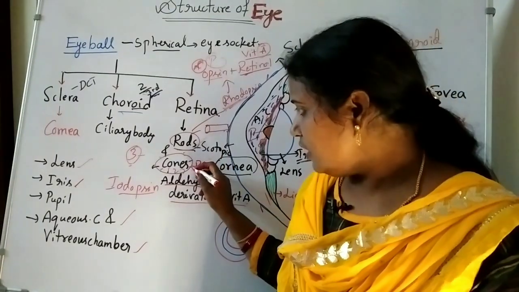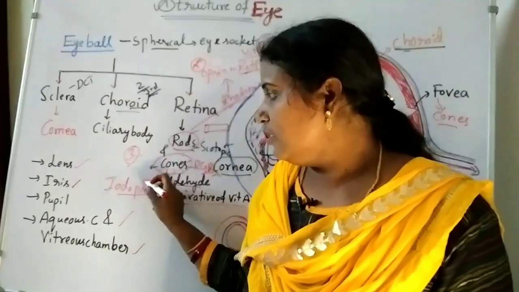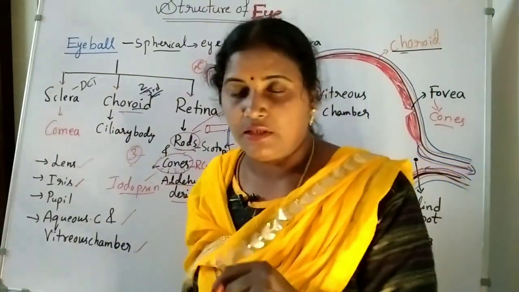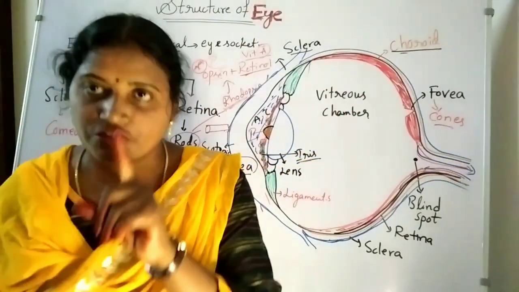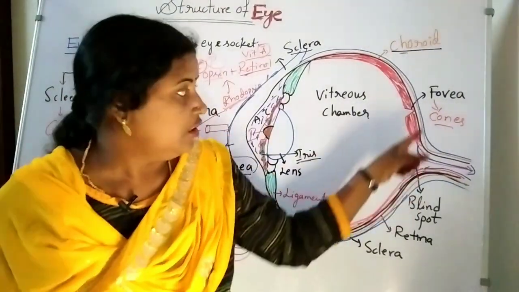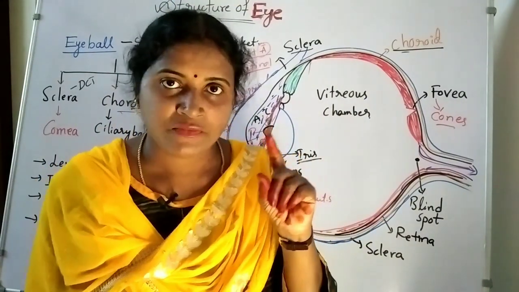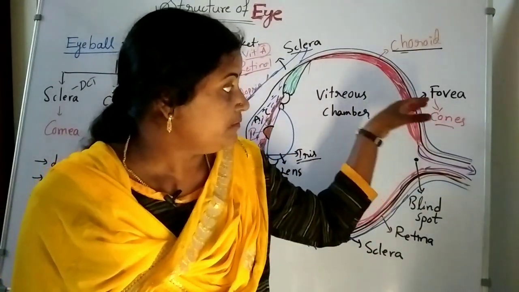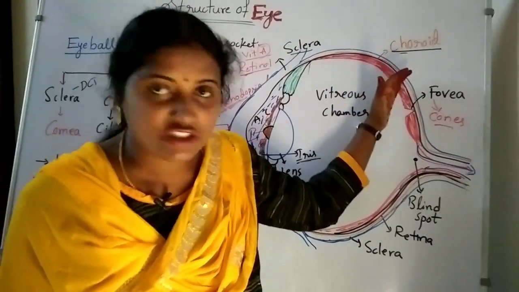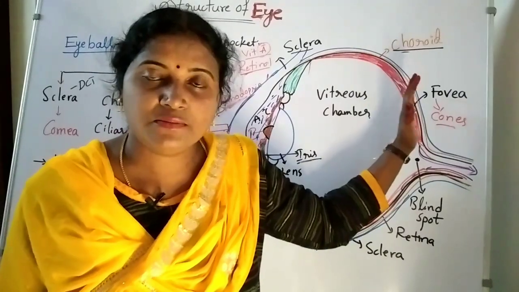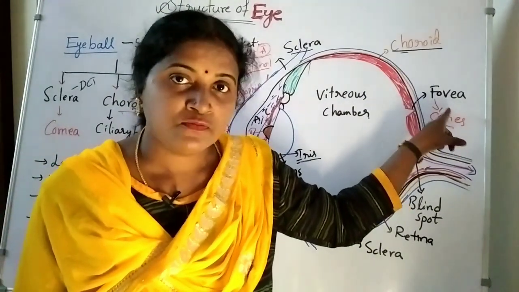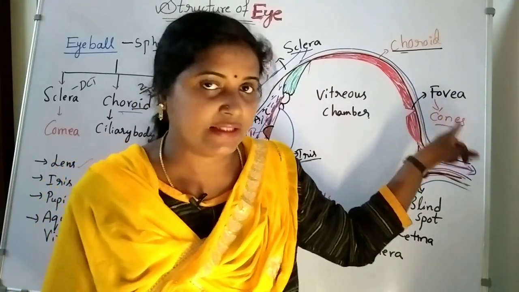Next, cones contain the pigment iodopsin. What are the other two important structures present in the retina? One is the fovea, another one is the blind spot. Fovea is also known as the yellow spot. Where is the fovea located? It is present almost posterior to the eyeball. This fovea luteus is also known as the yellow spot.